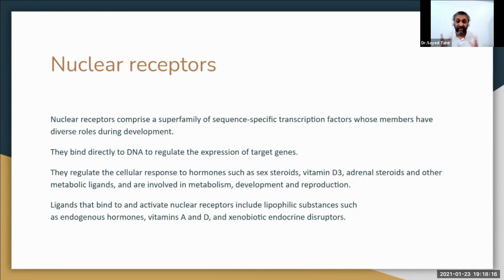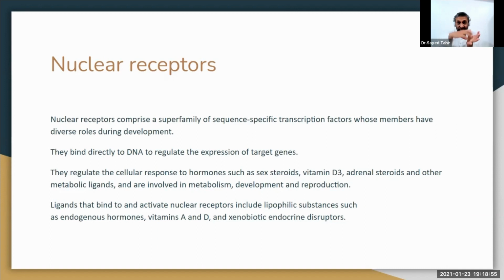And what are they? They are the sex steroid hormones, vitamin D, adrenal steroids, and some metabolic ligands, and ligands are those chemicals which bind with a lock-and-key mechanism in the human body. These ligands include fatty acids and fatty acid esters, and they decide on nuclear receptor transcription. They help in metabolism, in development, and in reproduction of the human being. There are many ligands, and they bind and activate the nuclear receptors.